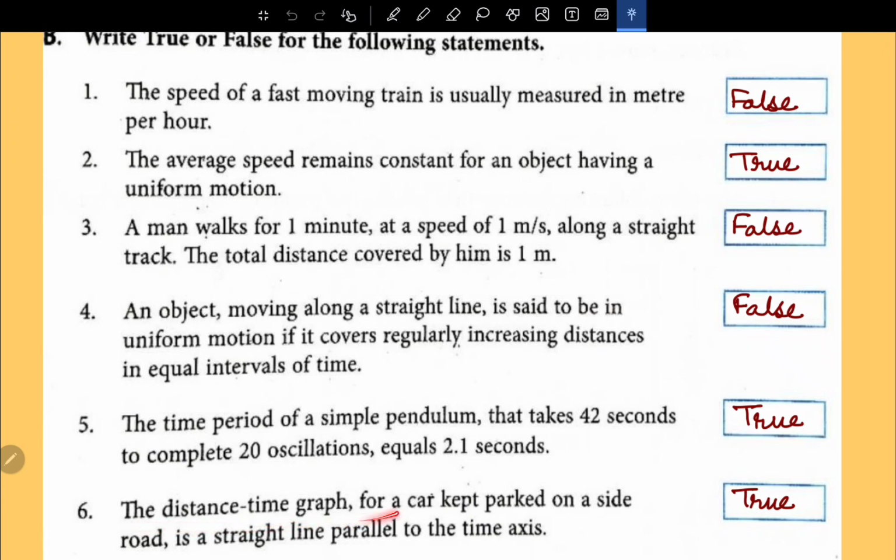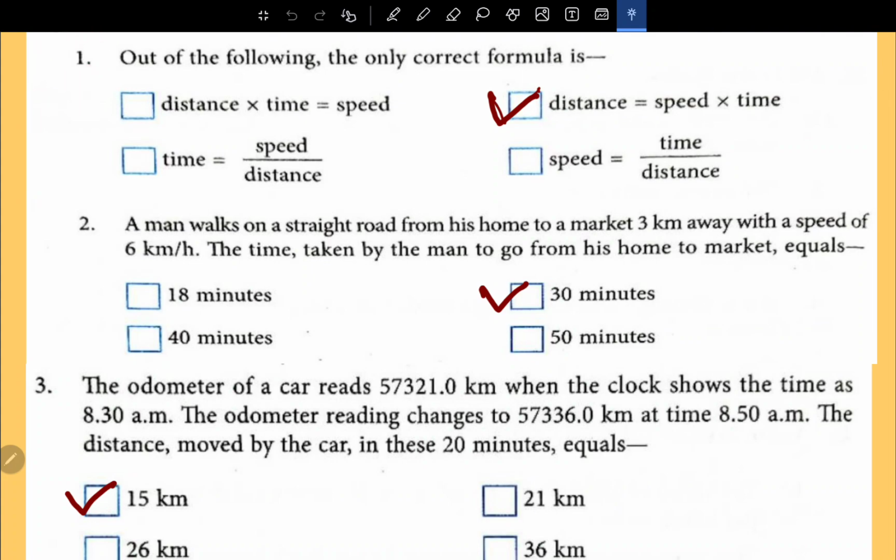The distance time graph for a car kept parked on a side road is a straight line parallel to the time axis. This is true statement. So correct the right option. Out of the following, only the correct formula of distance is distance equal to speed into time. Second is a man walks on a straight road from his home to a market 3 km away with a speed of 6 km per hour. The time taken by the man to go from his home to market equals 30 minutes when you solve it.